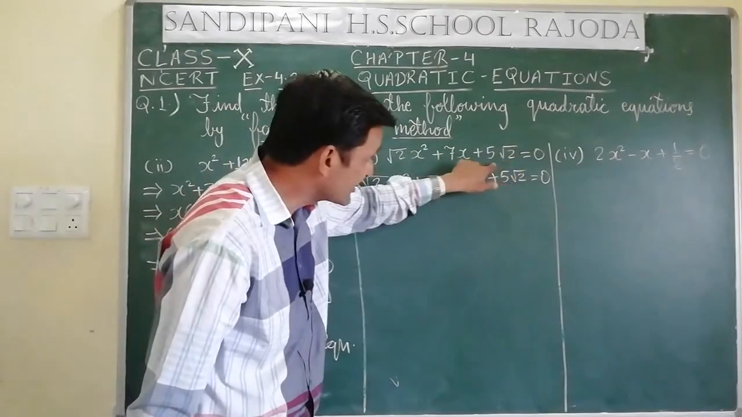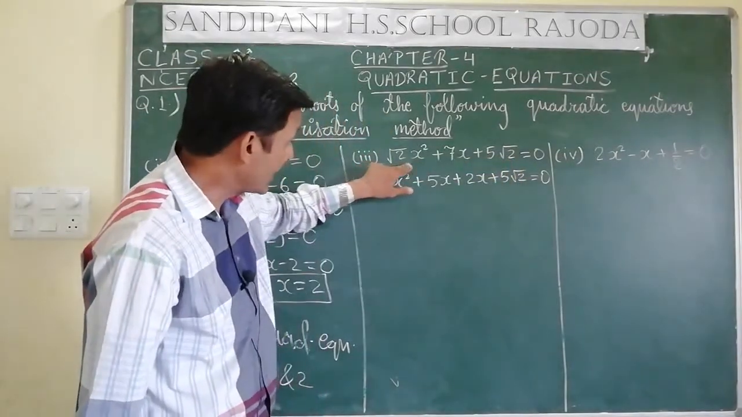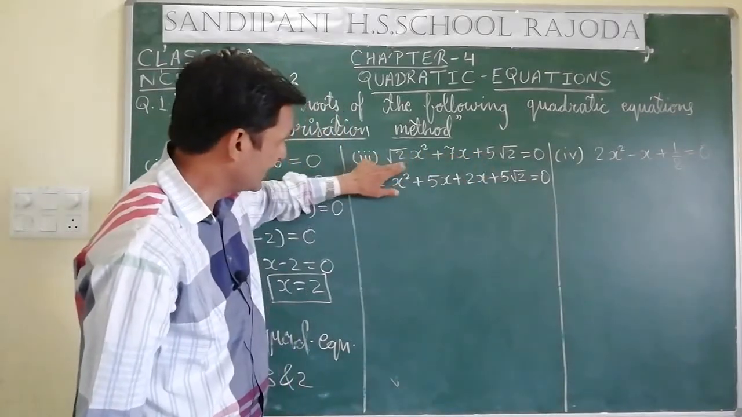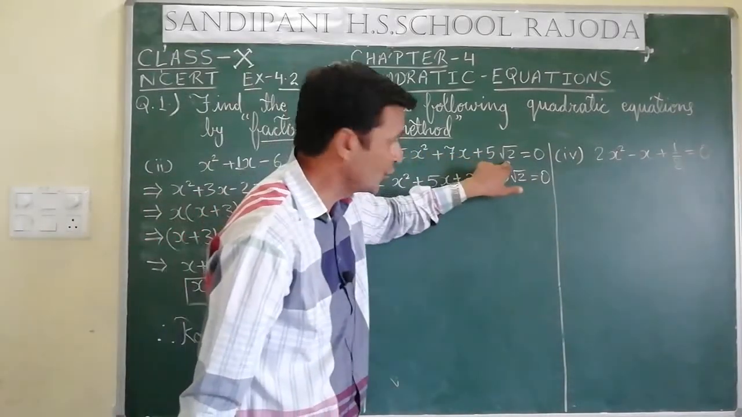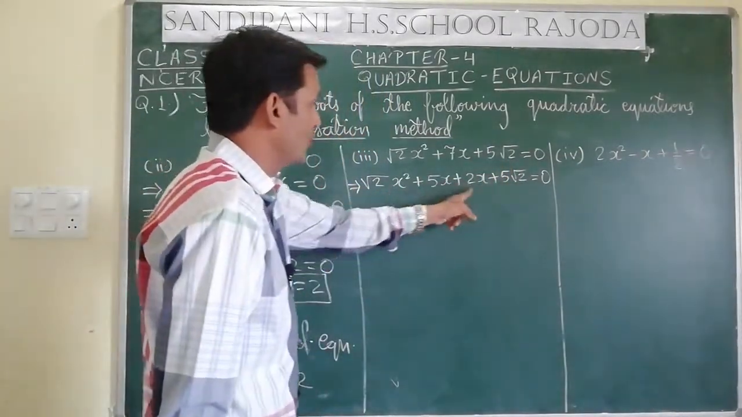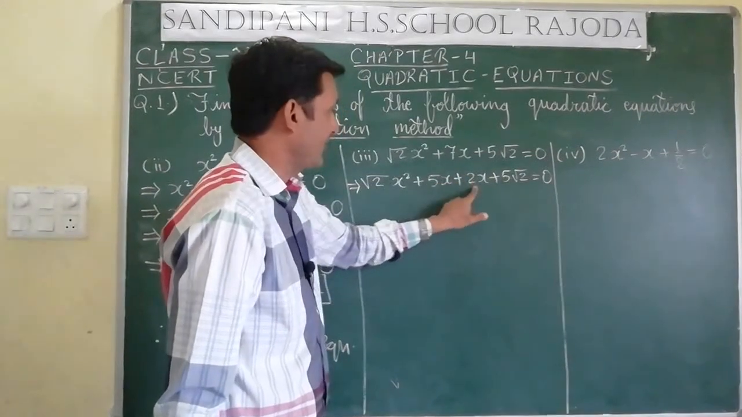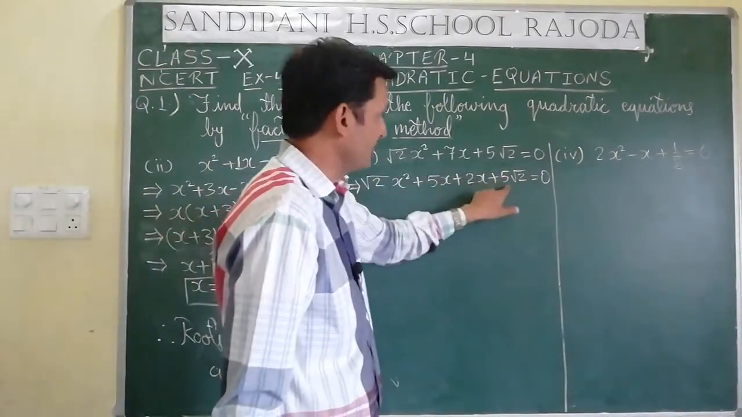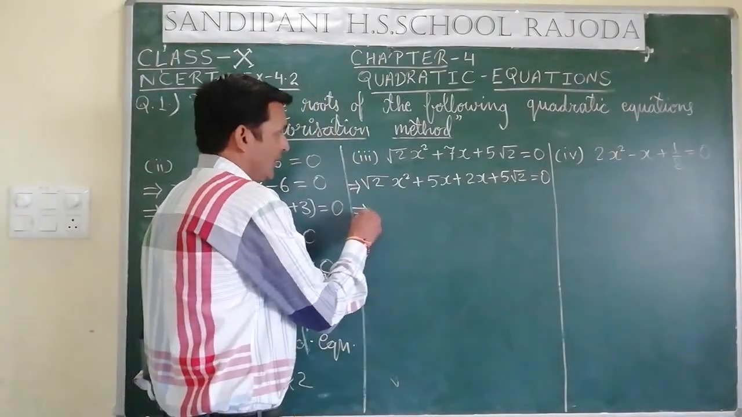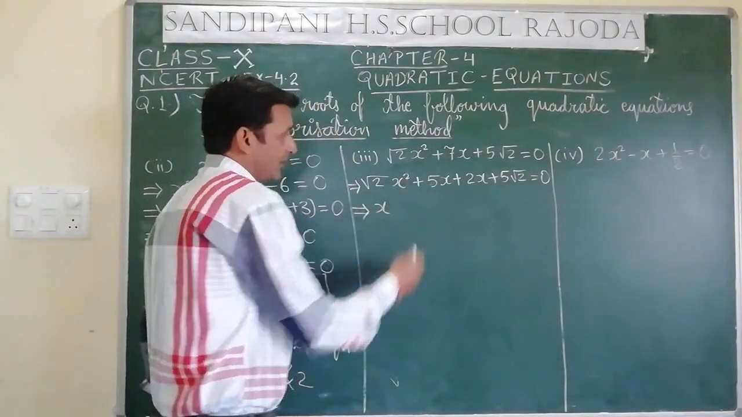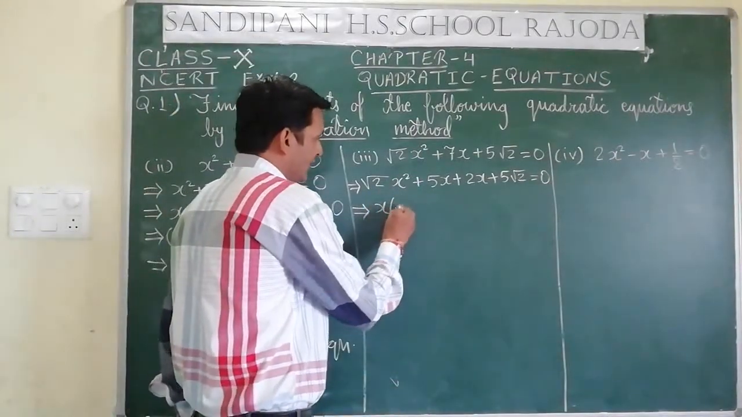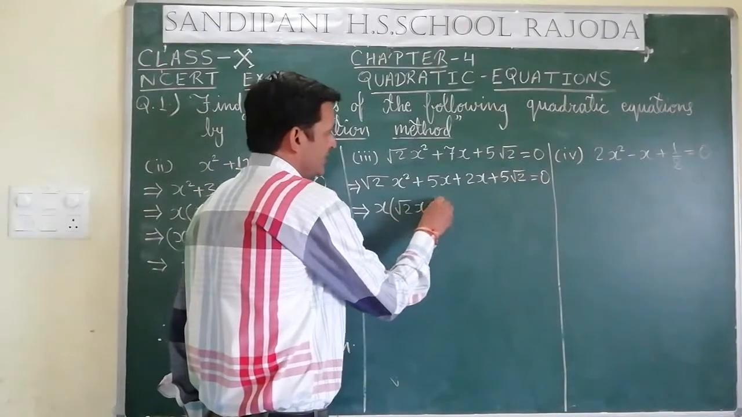We have to read this 10 because the quantity which is multiplied here is root 2. So root 2 into root 2 is 2 and 2 5s are 10. So 5 2s are 10, and plus 5x plus 2x is plus 7x, and here it is plus 5 root 2 is equal to 0. Now, we may take x common from here because no other term is common. So if we take x common, then it will be root 2x plus 5.